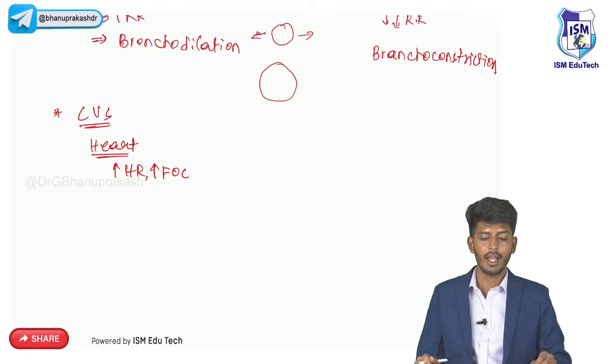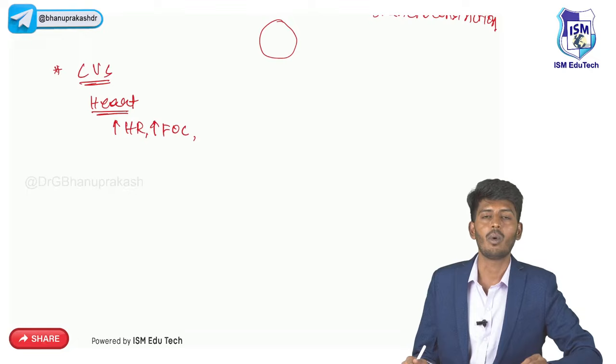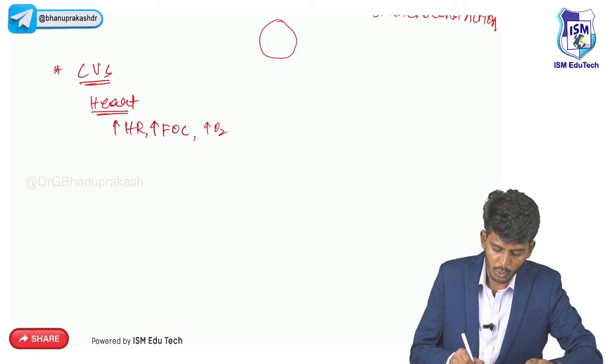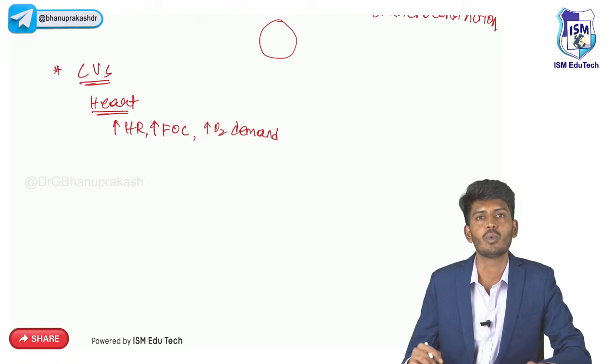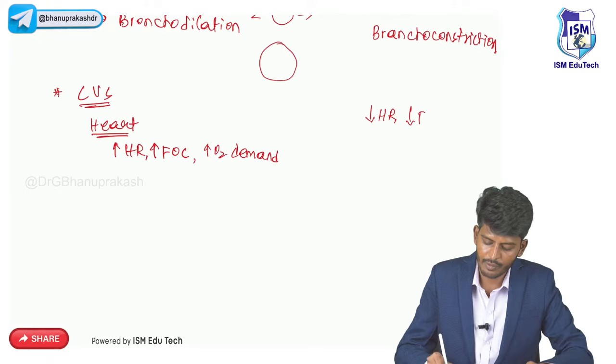Now, your heart is working more, right? If your heart is working more, now what will your heart need? The heart is made out of cardiac muscle. Now, cardiac muscle, if it is working more, requires more oxygen. Automatically, it will increase the O2 demand. So, if you are running or doing any physical activity, the O2 demand of the heart will be increased. So, parasympathetic will decrease the heart rate, decrease the force of contraction, and also decrease the O2 demand.